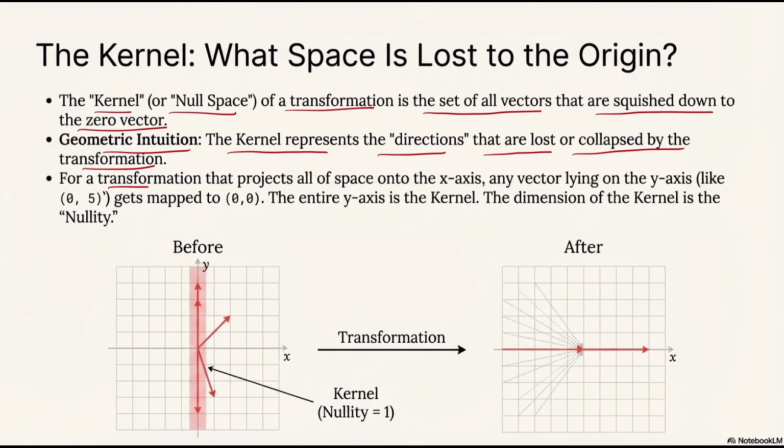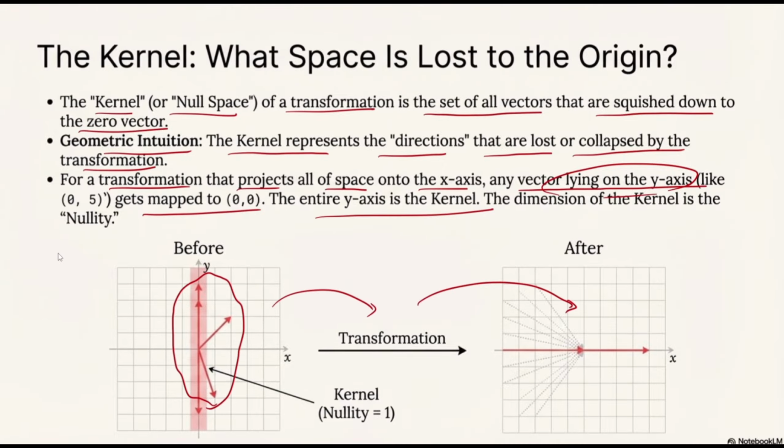For a transformation that projects all of space onto the x-axis, any vector lying on the y-axis, for instance (0, 5), gets mapped to (0, 0). So at this point we can see that because of this transformation, we are going to lose the vectors on the y-axis. All of the y numbers related to the vectors are going to be destroyed. So we say that the entire y-axis is the kernel, and the dimension of the kernel is what we call nullity.